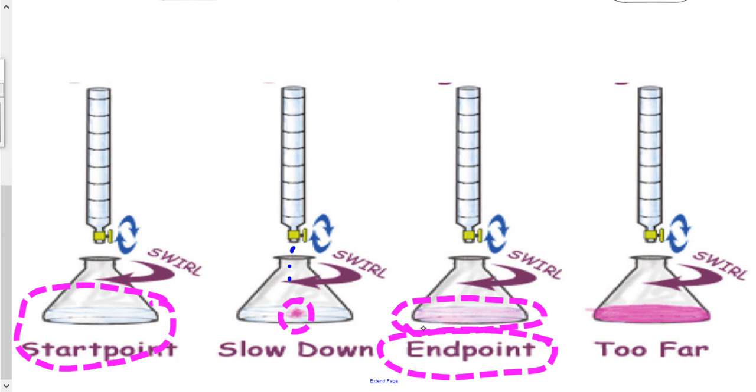And if you don't realize that, or if you keep adding base for some reason, it would go way too far. And now that the solution is basic, the phenolphthalein indicator will show the color pink because the solution is no longer acidic, nor neutral. It became a basic solution because you have added way too much base to it.